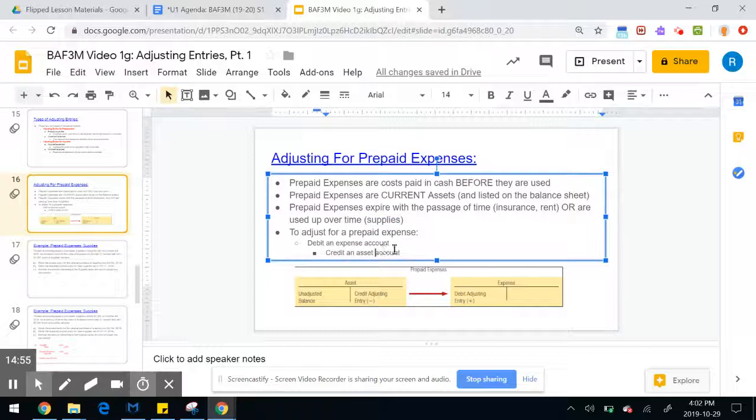The way these work is when we use up some supplies, we debit supplies expense. Or if we use up some of our prepaid insurance, we debit insurance expense. And then the credit would be decreasing the value of the prepaid asset. So prepaid insurance is a prepaid asset. Supplies is a prepaid asset. We've already paid for it, but we're going to use it period by period. And every time we use it, we decrease it a little bit by crediting it, because that's how you decrease the value of an asset.